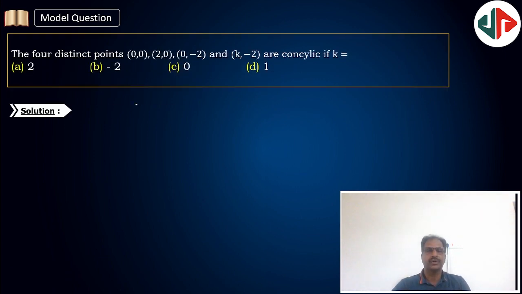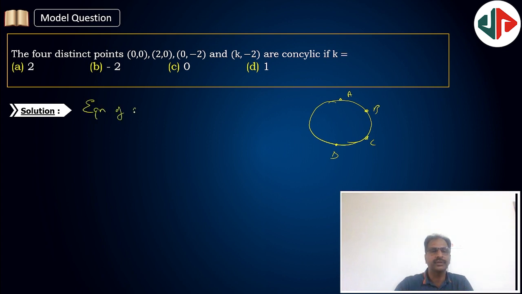Four distinct points are concyclic. What is the meaning of concyclic? Concyclic means points lying on the same circle. The points A, B, C, D are concyclic. You have to find the value of k given that the points are concyclic.